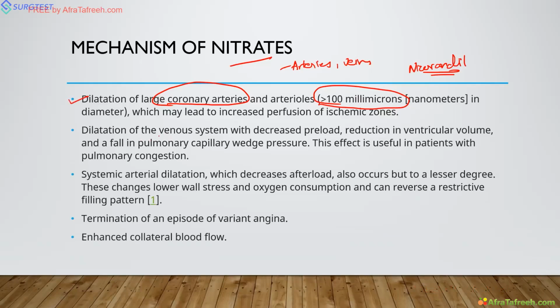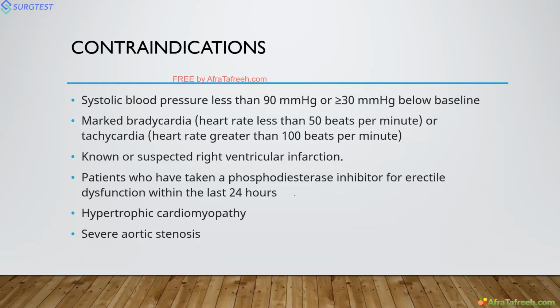The second mechanism: it dilates the venous system, so it decreases preload. It also dilates the arterial system, decreasing afterload. So it dilates all vessels: arteries, veins, and coronary vessels. So this is used for termination of variant angina, Prinzmetal angina.